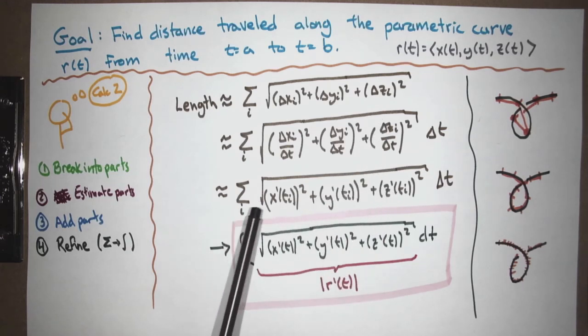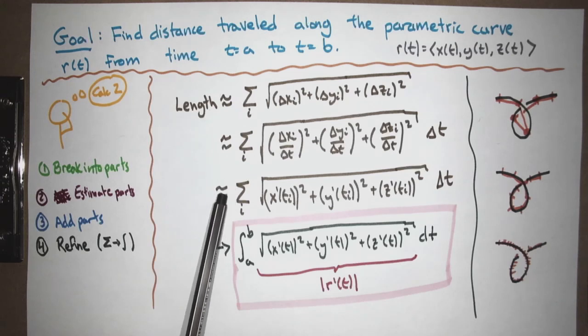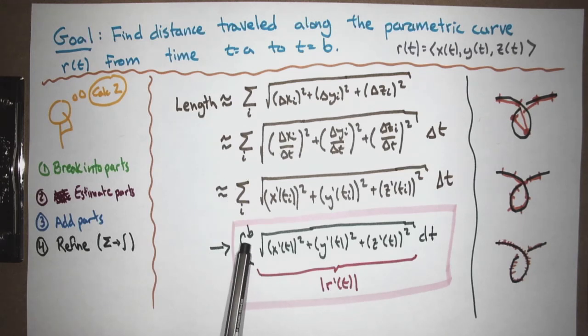And finally, as we refine, our sum becomes an integral. And we have the integral from our starting time to our ending time, the square root of x prime squared plus y prime squared plus z prime squared. And that is the magnitude of r prime. All right, and there it is. There's our formula. Good. And this, by the way, ties back to the very conclusion of last time. We said, well, what is this integral of the magnitude of r prime finding? And we said, come back next time. Well, we came back. We're here. And that's it. It's the length.